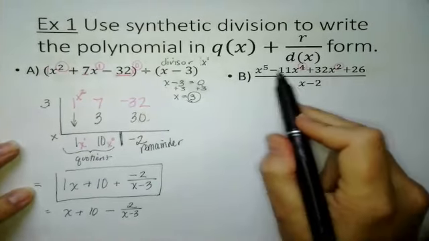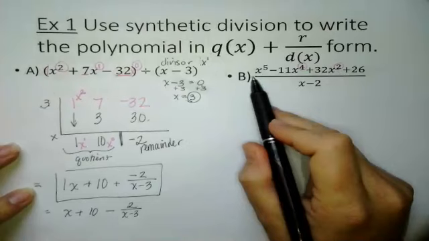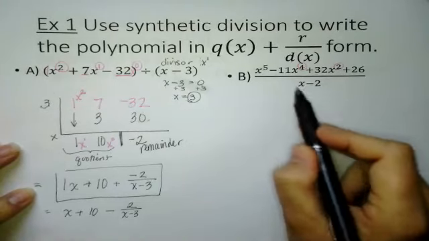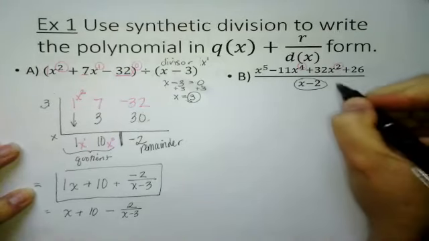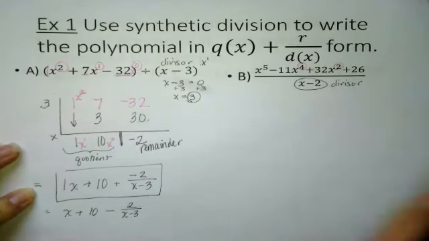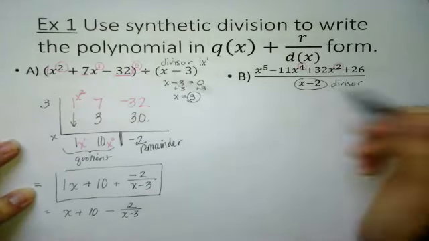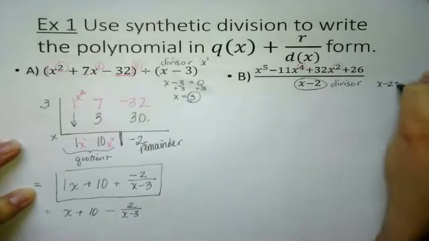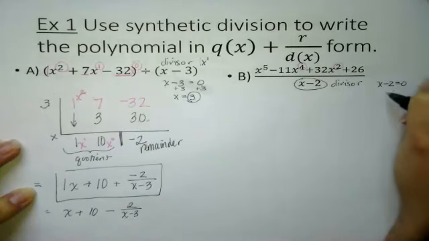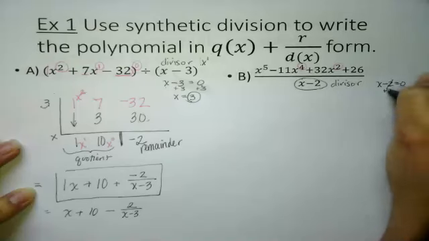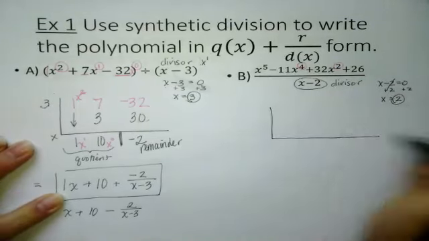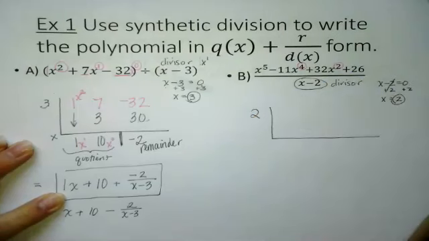Okay, over here, same idea. We are dividing by x minus 2, so this is our divisor. And again, to figure out what number goes on the outside, it's the opposite, or just taking x minus 2, setting it equal to 0, and isolating x. So we get x equals 2, and that's the number we use on the outside of our little box here.